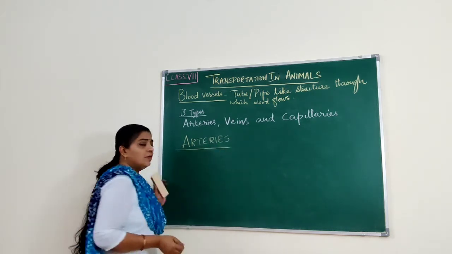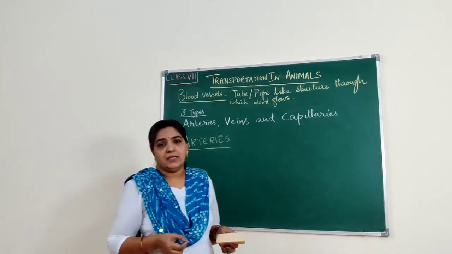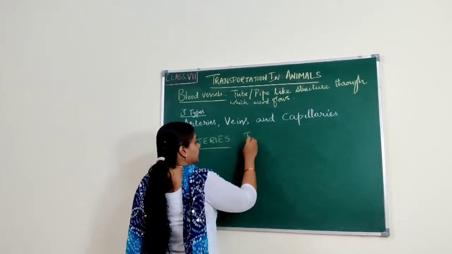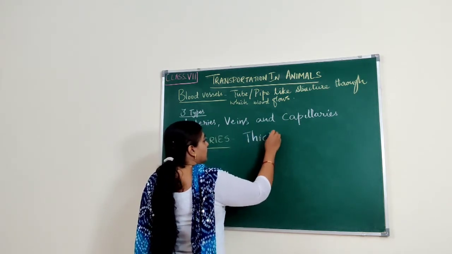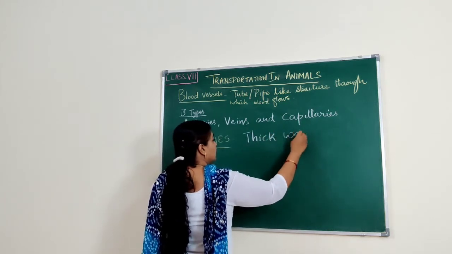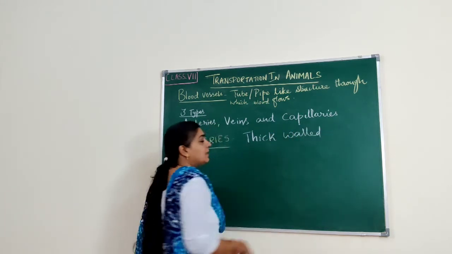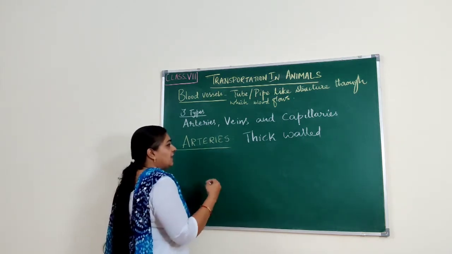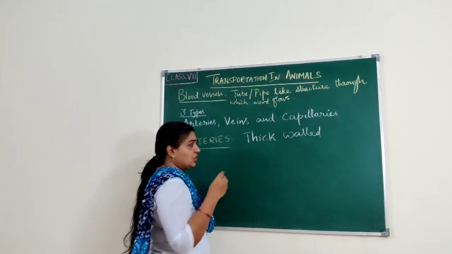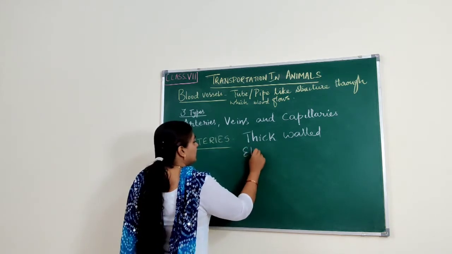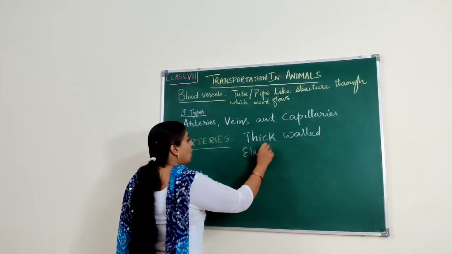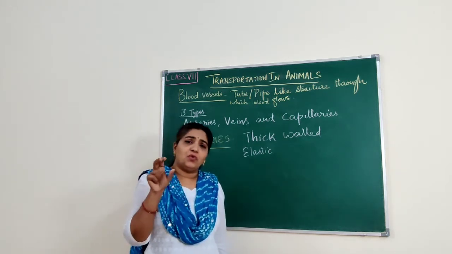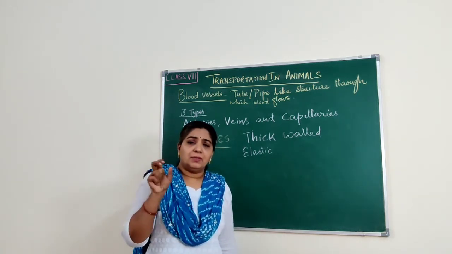Arteries are thick blood vessels. It is thick walled. Okay, so they are thick and elastic in nature. Whether it is an artery or a vein, they are elastic because the blood has to flow through the blood vessel.